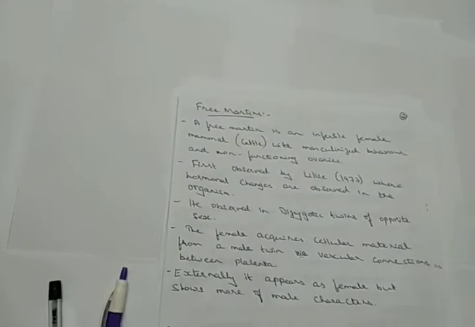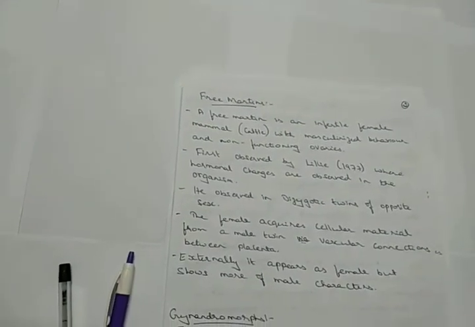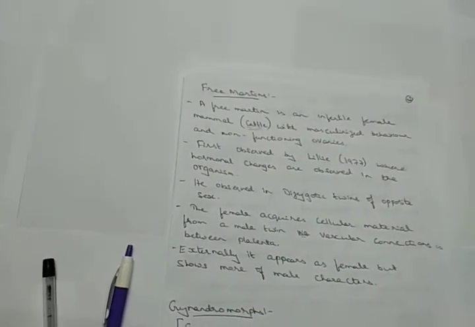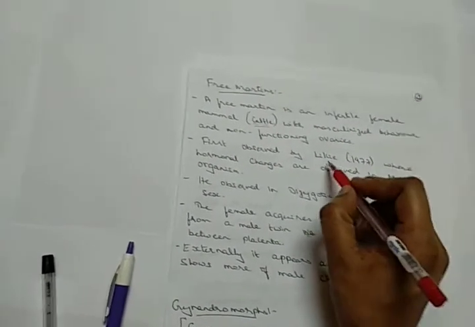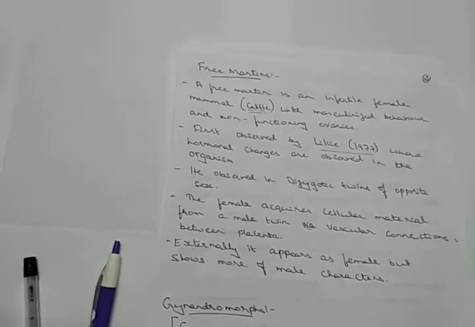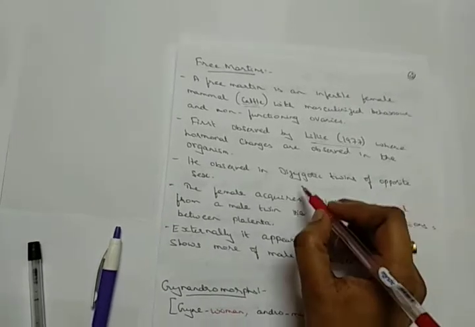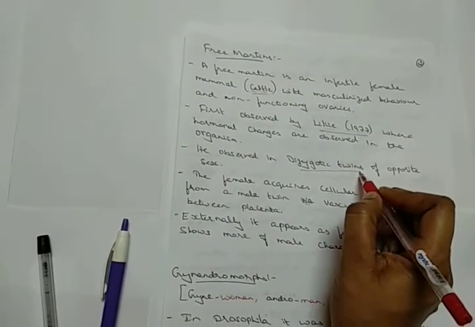When you come to the word free martin, free martins can usually be observed in certain types of mammals. It was observed in cattle, where free martins were first observed by a scientist called Lilly in the year 1977. It was observed in dizygotic twins.